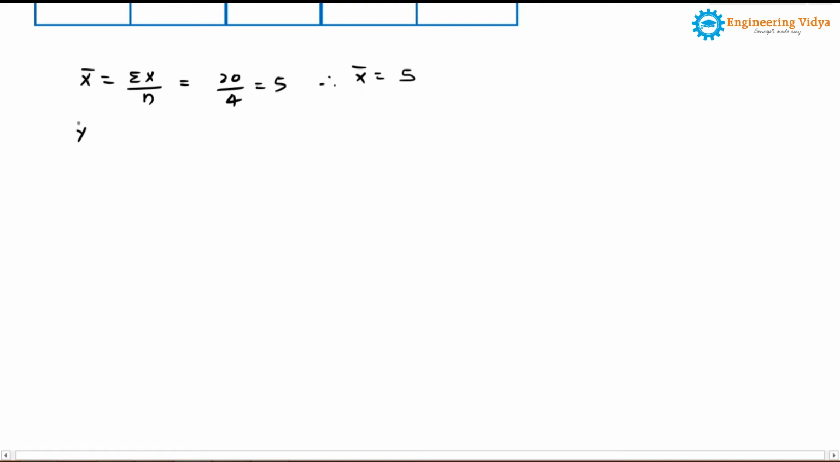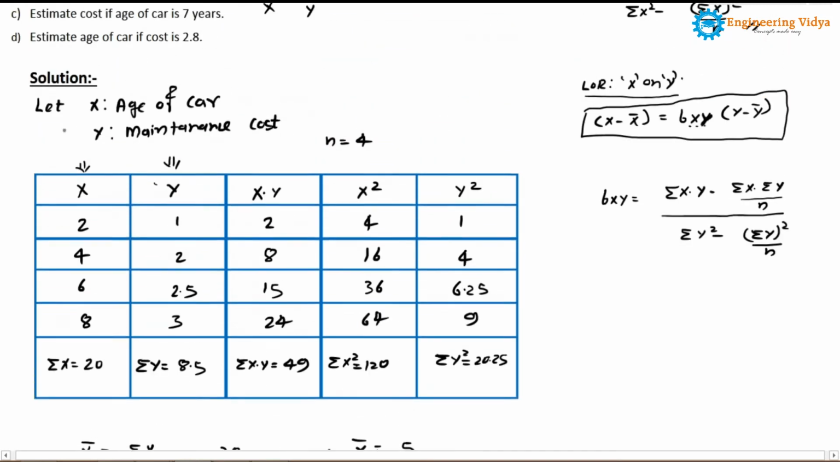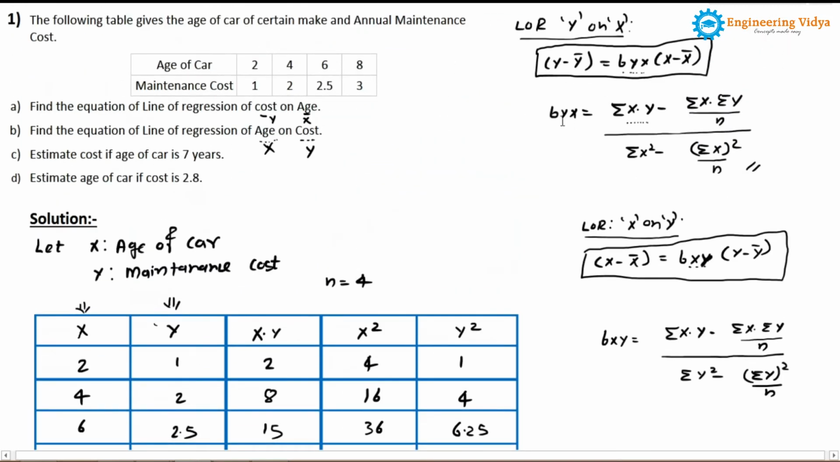Similarly, we will find y bar also. y bar is summation of y divided by n. So it is 8.5 divided by 4, and if you calculate 8.5 divided by 4, it will be 2.125. Therefore we can say y bar is 2.125. So x bar and y bar have been calculated. Now, in a similar way, we are going to calculate byx and bxy.